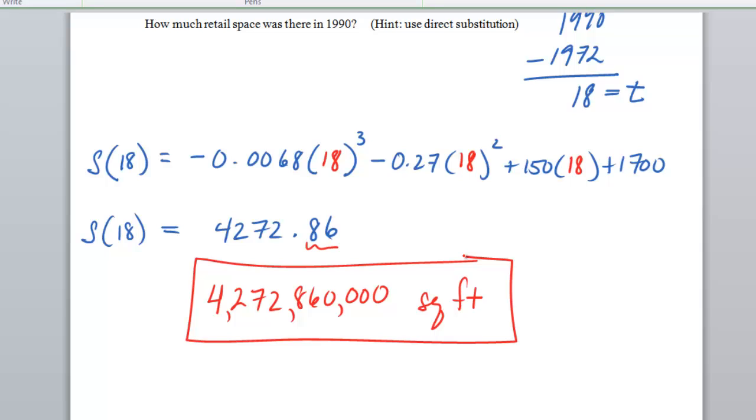So this is a good example of how we could use an application problem to evaluate polynomial functions. A little bit more going on than your normal plugging in values, but you have the skills to do this.